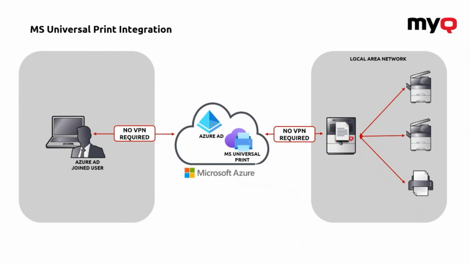Another level which MyQ adds is that thanks to this processing, the print job can be released even on some old machine which is not supported by MS Universal Print in the first place. So that way we can ensure that on every machine connected to MyQ, all these print jobs can be easily released.